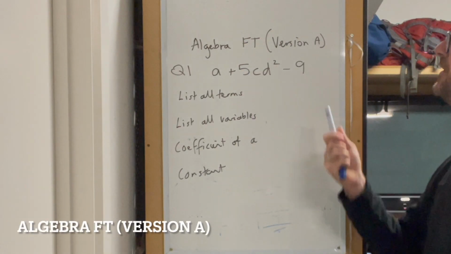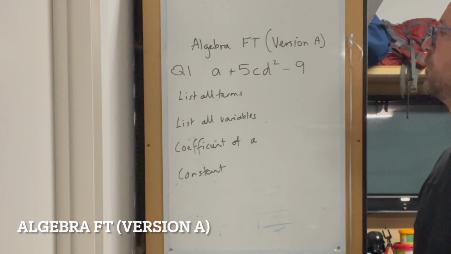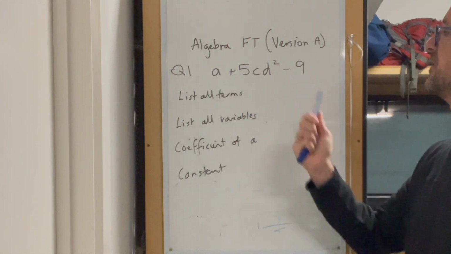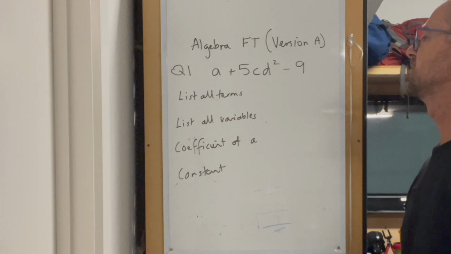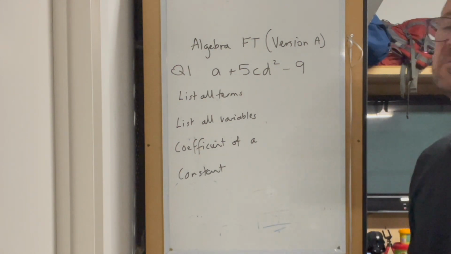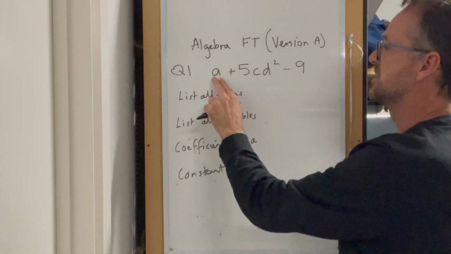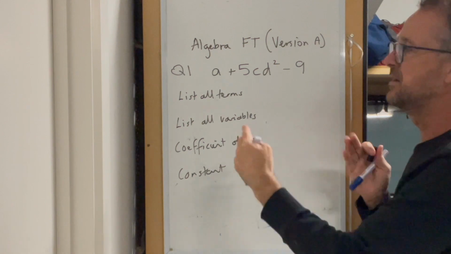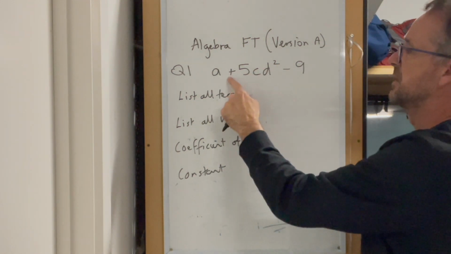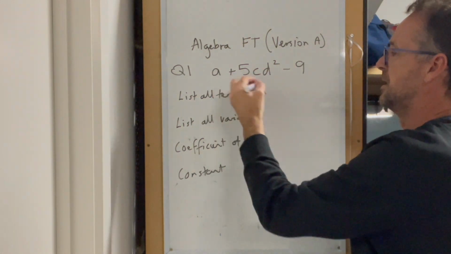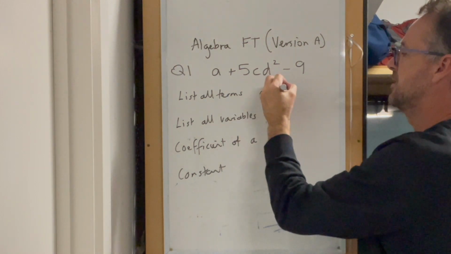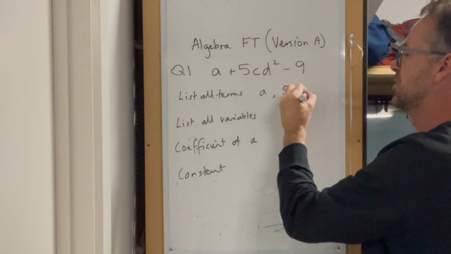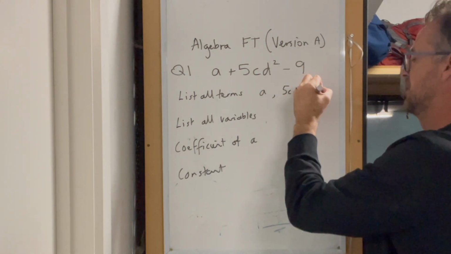All right, looking now at the Algebra FT question 1, and we've got a plus 5cd squared minus 9. Okay, we want to list all the terms here. So that's just each section of it, and these are separated by some sort of function. Okay, so we've got a, comma, 5cd squared, comma, and we have 9.